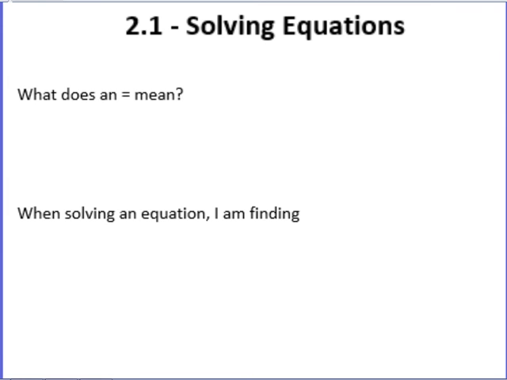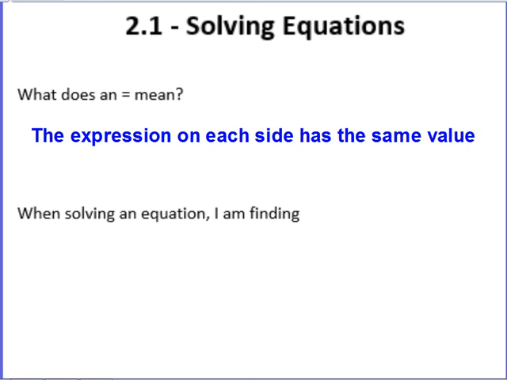So the first thing we talked about when solving equations is what does an equal sign actually mean? A lot of times we just think that's the answer, so when I see the equal sign, whatever comes after it is the answer. But really, all an equal sign means is the expression on either side of the equal sign has the same value. So whatever's to the left of the equal sign has to have the same numerical value as whatever's on the right side of the equal sign.